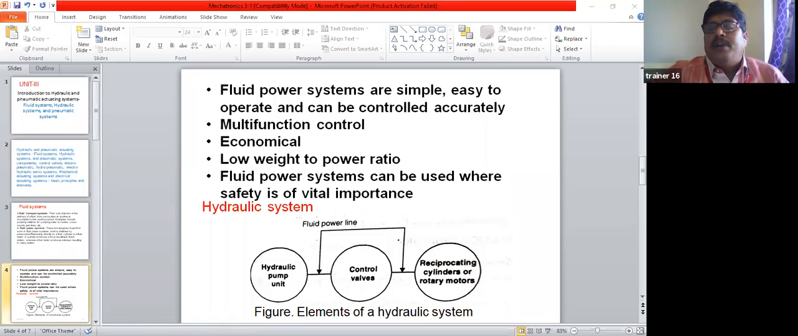Multifunctional means it can work with linear or angular, that is rotary, force. Multifunctional means hydraulic pump or air compressor. And economical means not only a reduction in our required manpower, but also the elimination of operator fatigue.